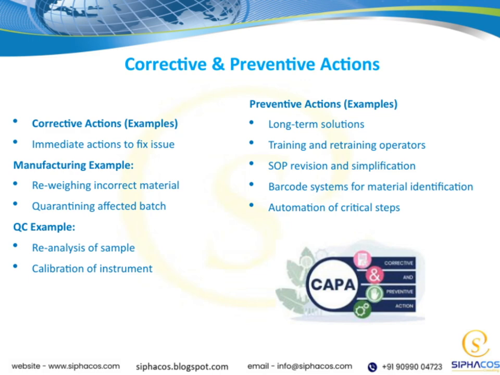Corrective actions are taken immediately to fix an issue once it's identified. For example, if we find that incorrect material was used, we might reweigh the material and quarantine the affected batch to prevent it from reaching customers. On the quality control side, reanalyzing a sample or recalibrating instruments ensures our testing remains accurate. The key point is that corrective actions help us fix issues quickly, while preventive actions aim to stop them from happening in the first place. Both are essential parts of a robust quality management system.